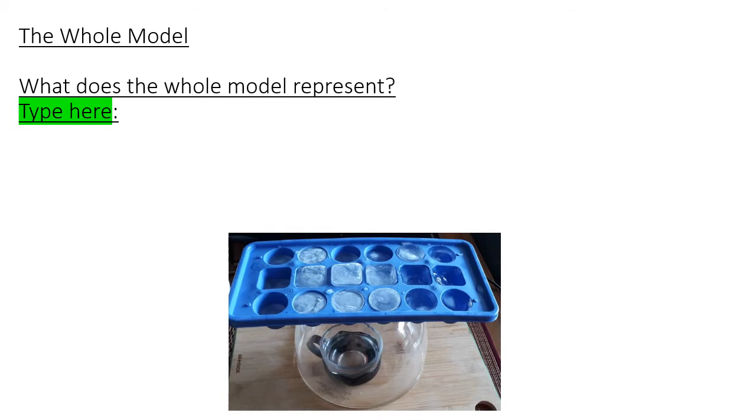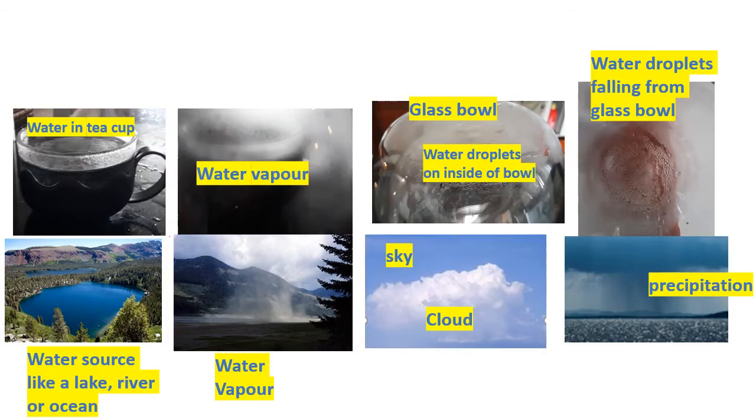So this is a picture of the model that we did during our online lesson. So what does the model represent? Okay, so we just looked at the lake, we saw water vapor, we saw clouds, we saw cool air. What do each of the parts of the model represent? So we said the water in the teacup represents the water source, such as a lake, river, or ocean. The water vapor represents the water vapor. So sometimes in the model, you get the actual thing that you're trying to represent.